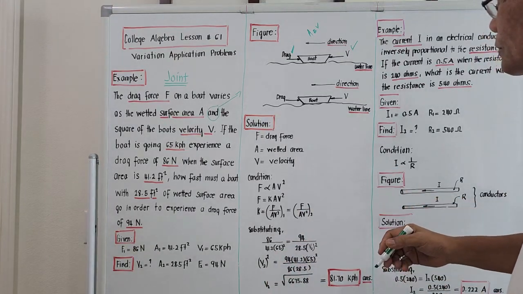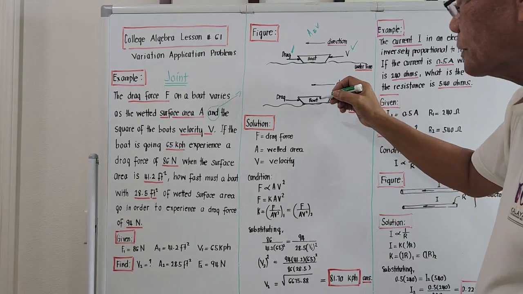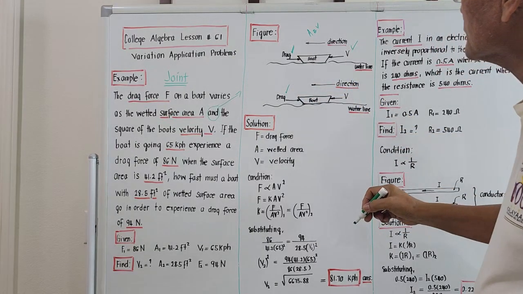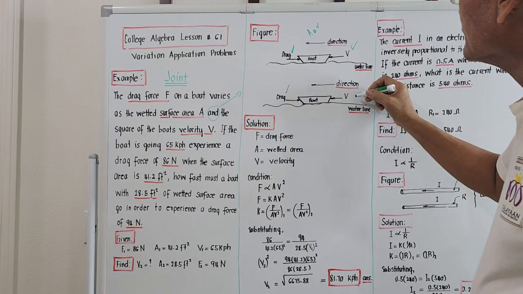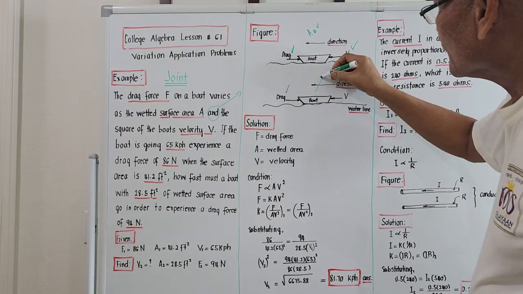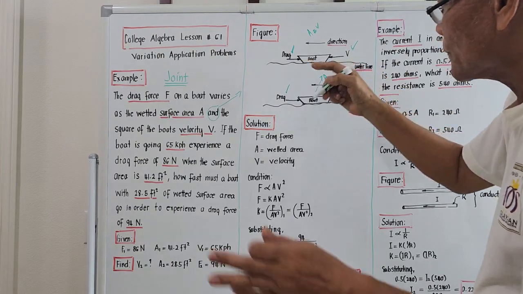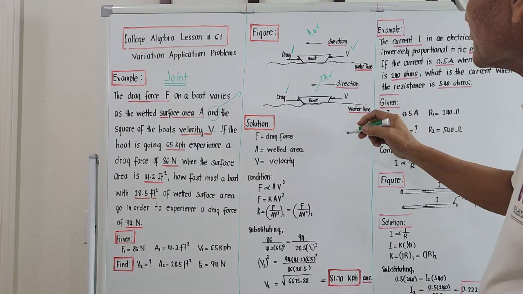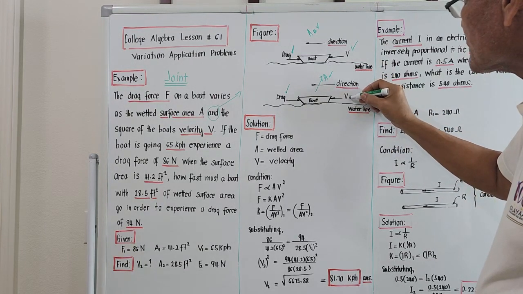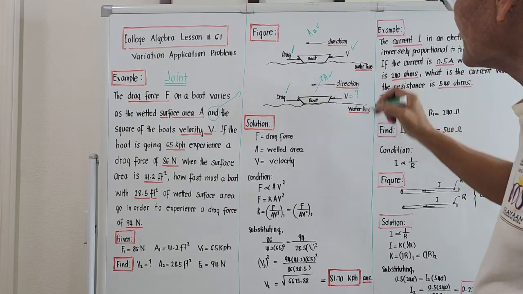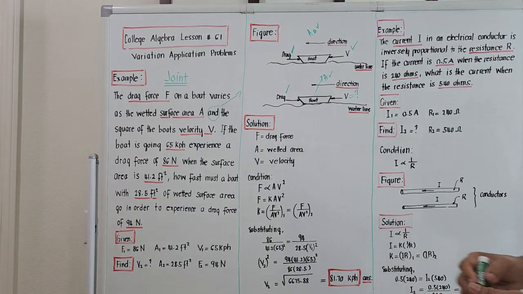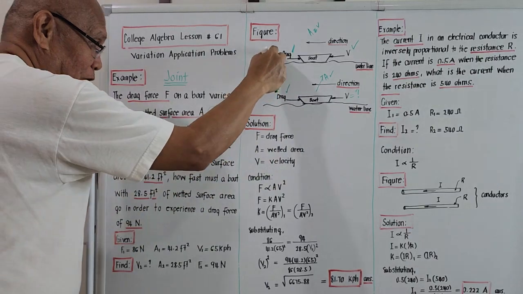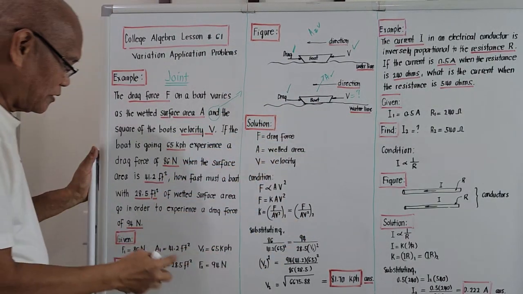And for condition number two, we are given drag force number two. We are given a new surface area, the weighted surface area. We are also given this one. So the problem is asking for the new velocity. If we go back to the problem, that's the figure and they should be given now.